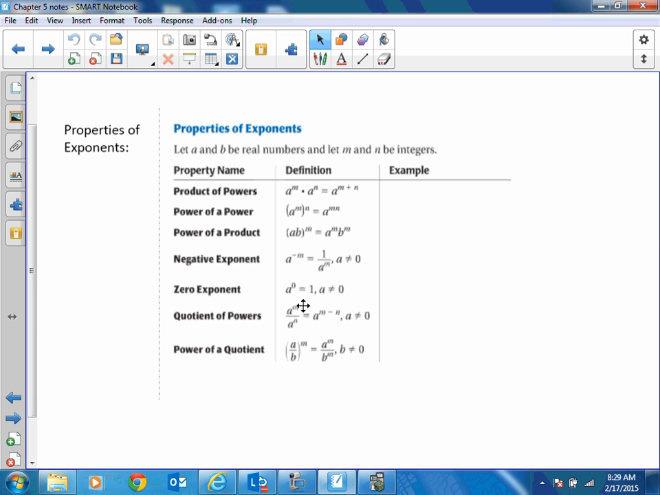When you have the same base, different exponents, and you divide, what you do is subtract the exponents. So it kind of has a relationship. When you multiply, you add. When you have the same base, different exponents, and you divide, you subtract. And the last one, power of a quotient, is very similar to power of a product. If you have a quotient and you have an exponent on the outside, you put that exponent with each part, in the numerator and the denominator.